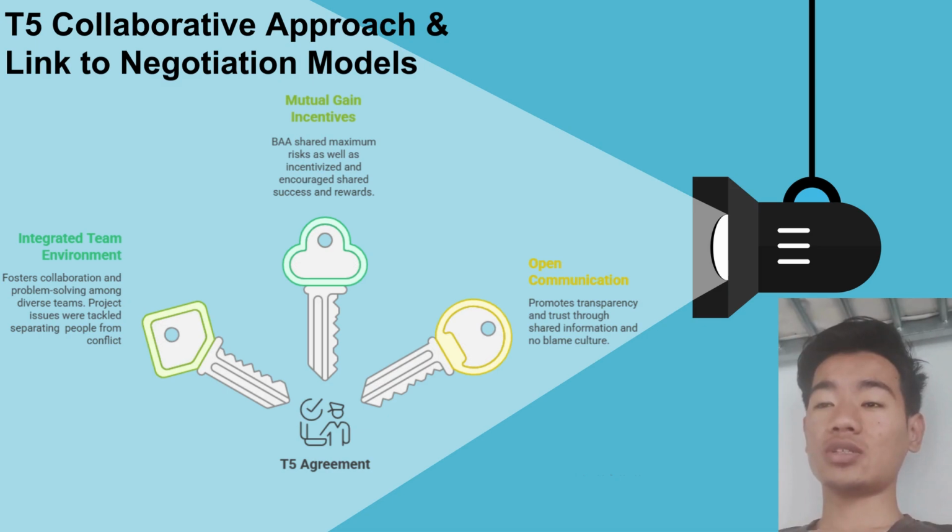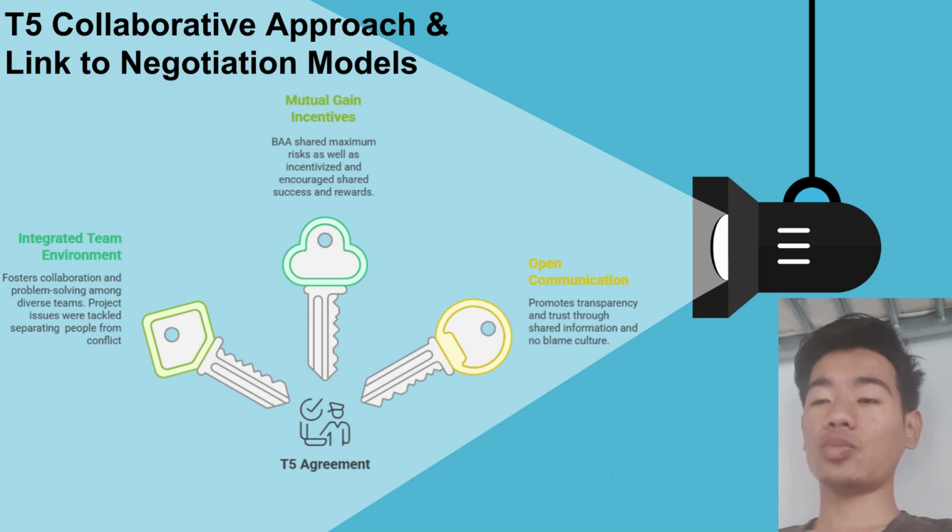This slide will discuss the approach of the Terminal 5 project. It went ahead with a distinctive T5 agreement, which was a relational contract which significantly affected the negotiation and conflict management approach. There was an integrated team working environment where client and suppliers collaborated to solve problems together, and this fostered the environment for negotiation, which led to productive conflict management.